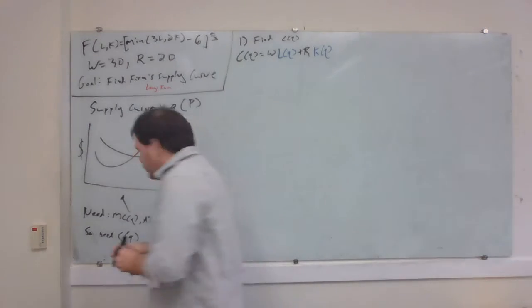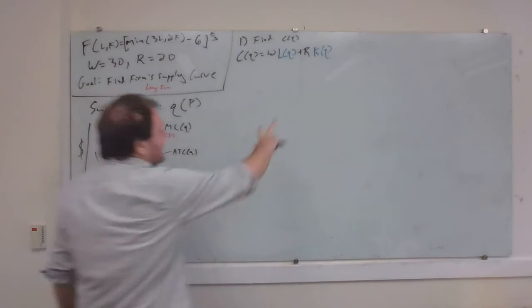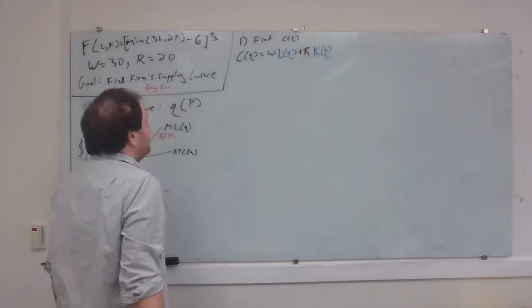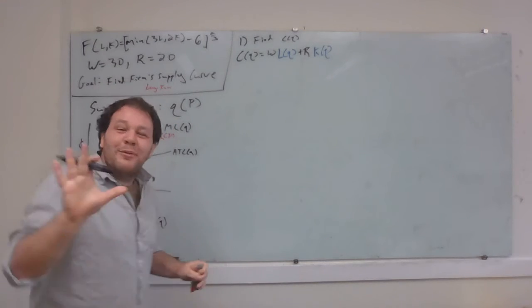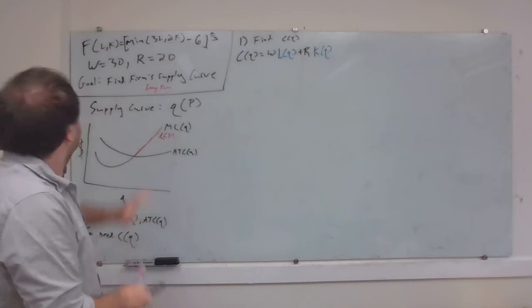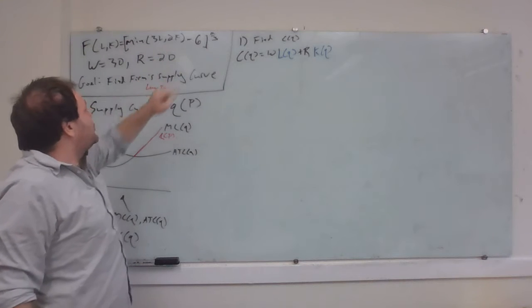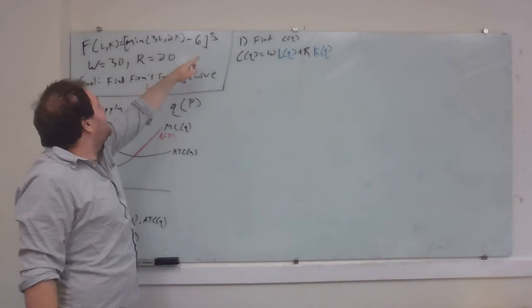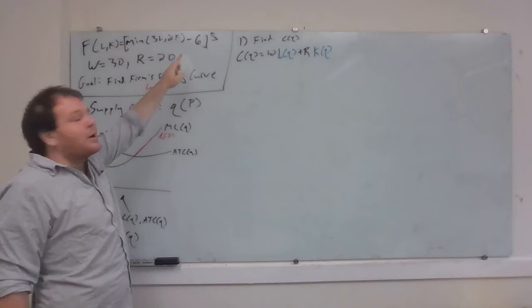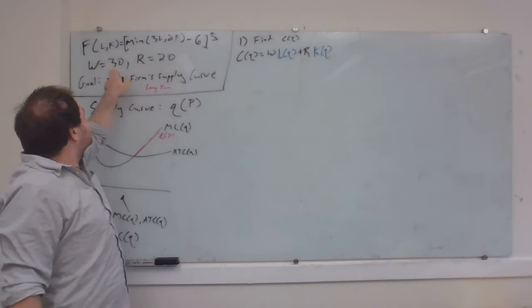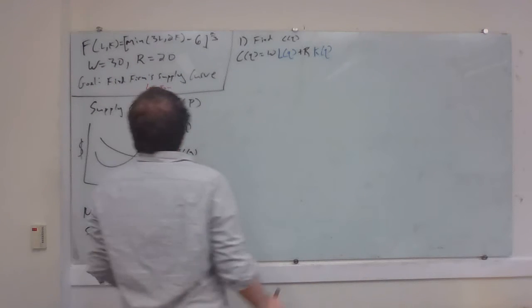Wonderful. Okay, so what do we do from here? How are we going to find our optimal L of Q and our optimal K of Q? Well, we're going to need to figure out the cheapest way of producing Q units of output, given that this is our production function, and these are our costs. So we're going to have two things, right?